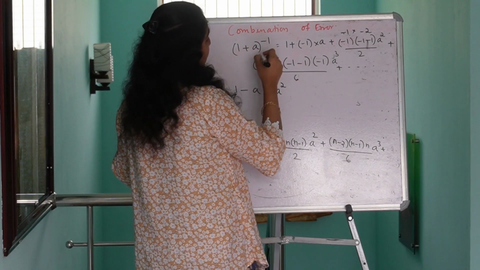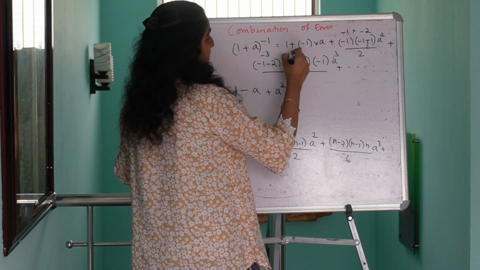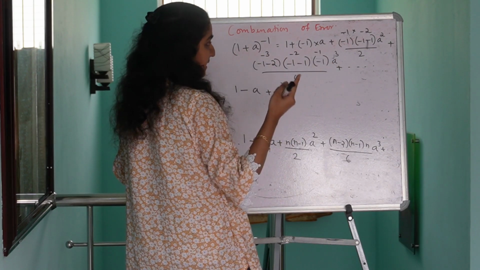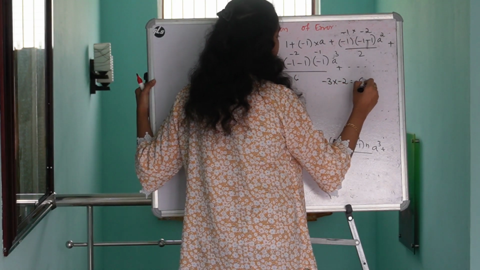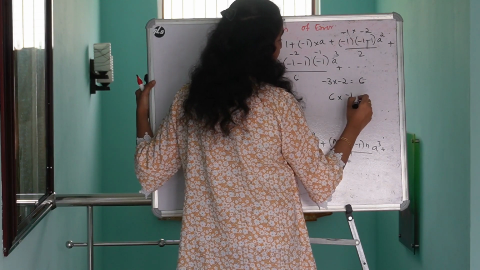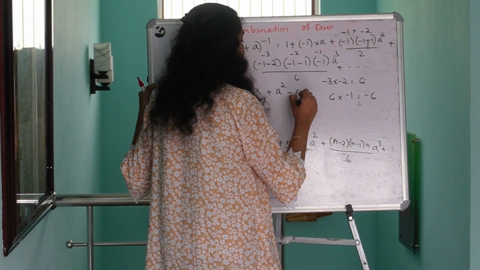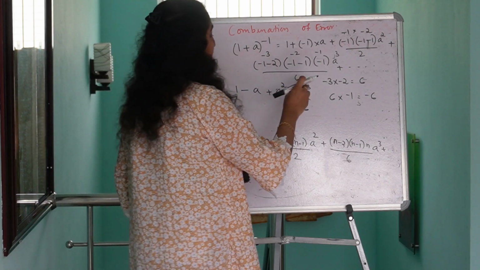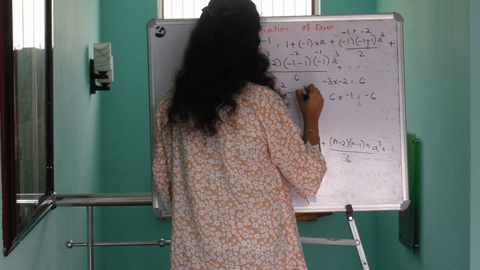Next, here we have minus 1 minus 2, that is minus 3. Minus 1 minus 1, that is minus 2, again minus. First you are multiplying two negative terms, so you will get a positive value. Minus 2 into minus 2 is equal to 6. Again you are multiplying a positive term with another negative term, so you will get a negative value. So here you have minus 6a cube divided by 6. Both these 6 will get cancelled. So this term is actually minus a cube.